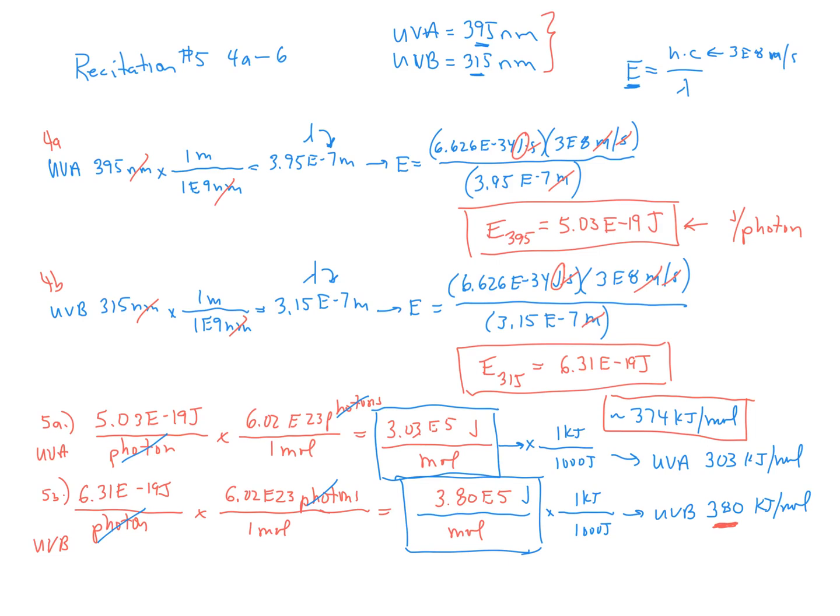That means UVB potentially contains enough energy to break your average chemical bond. That's what I was looking for in part 6: comparing those energies between UVA and UVB, and comparing that to your average chemical bond strength. This is why UVB is more dangerous than UVA. It's on the same scale, very close to the same energy that would be required to break your average chemical bond.